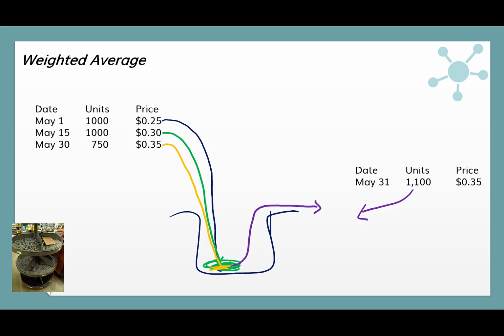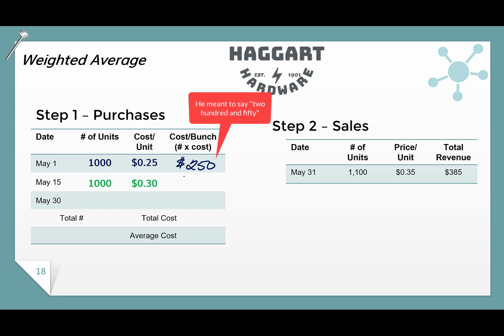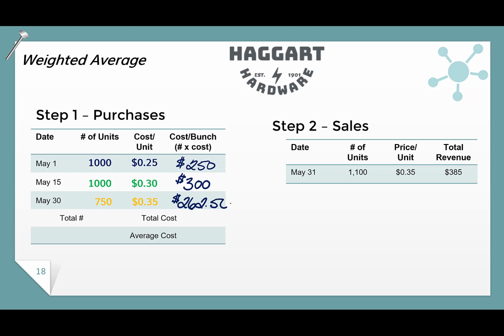So let's do another example, and we're going to use another table. And again, you can click on the link below in the description to open your own copy of the template. On May 1st, the store purchases 1,000 nails at 25 cents. We know that this is 2,500. We also know the values of these other purchases from our previous calculations for FIFO.